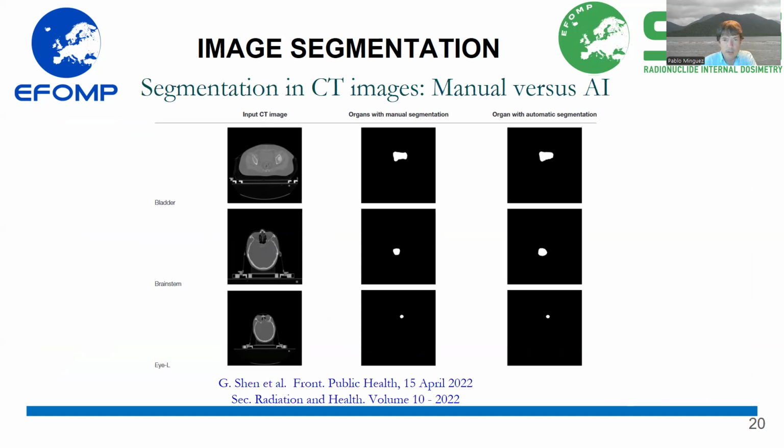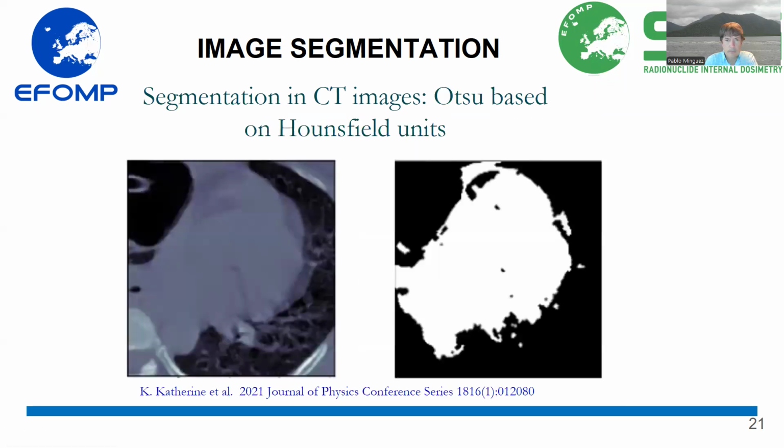Here we can see a comparison of manual delineation and AI delineation. They are quite similar, but they are not the same, and we should check which one gives us better results. Here we can see an example of a segmentation with the O2 method, in which we obtain two classes of voxels, those belonging to the region and those in the background.